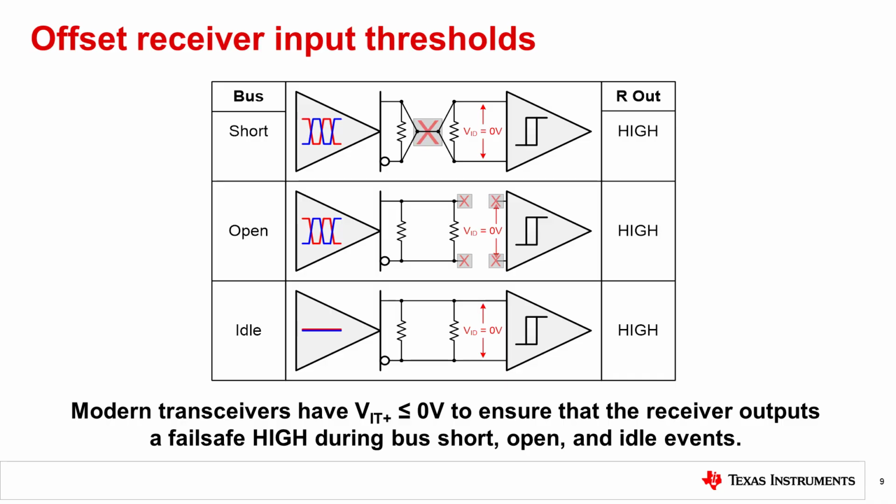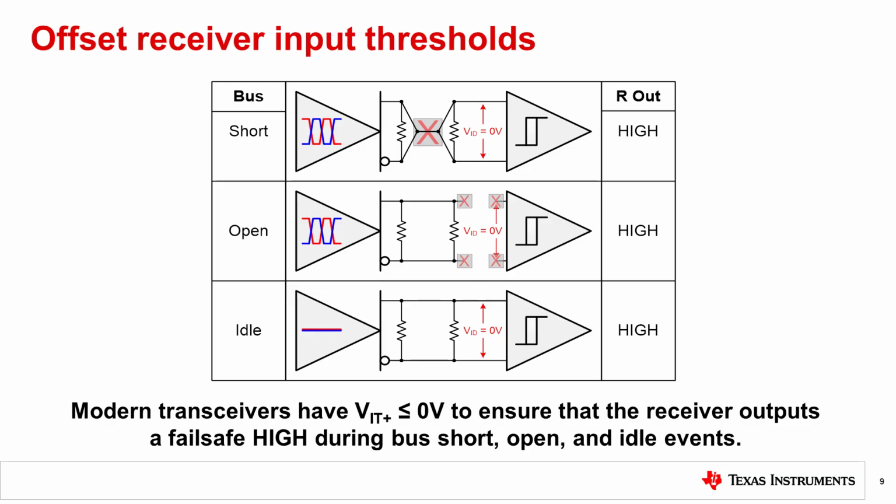Modern transceivers have a voltage input threshold positive, or VIT plus, less than or equal to 0 volts. This is to ensure that the receiver outputs a failsafe high during bus short, open, and idle events without the use of external failsafe resistors. External failsafe resistors increase the common mode loading on the bus. Therefore, by using transceivers with integrated failsafe protection, offset receiver input thresholds, more receivers may be connected to the bus.